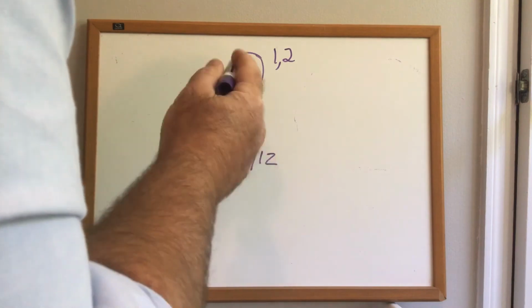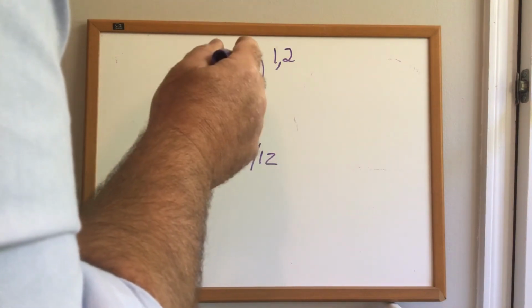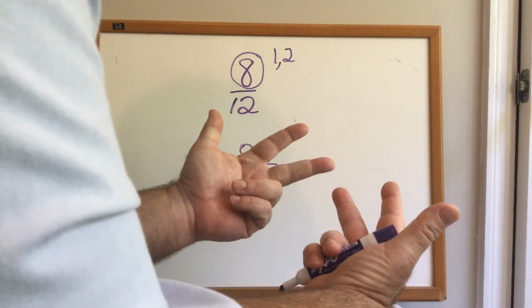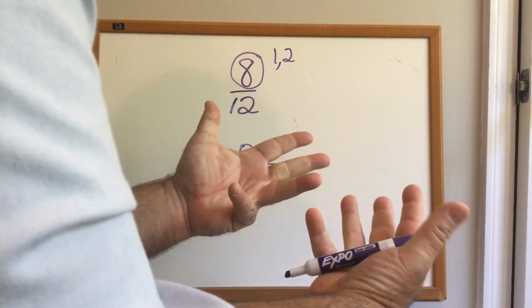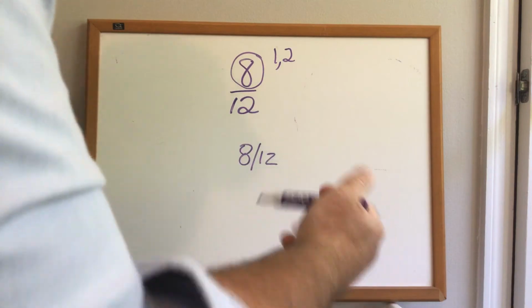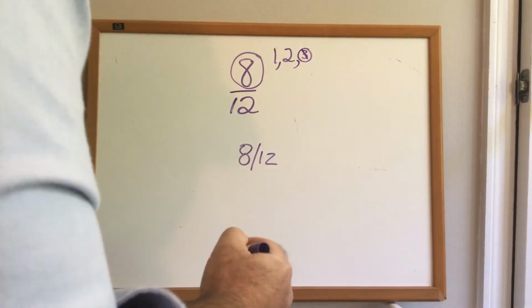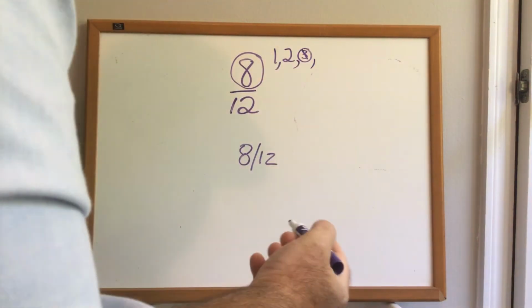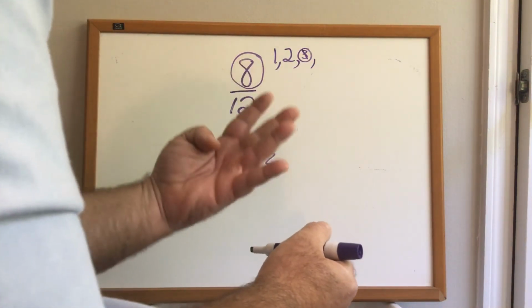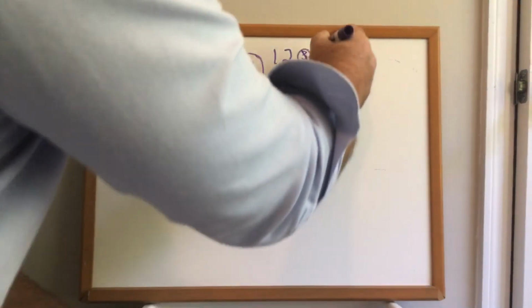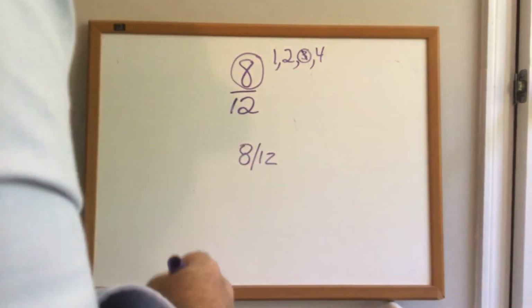Now what about 3? If I put 3 into 8, is that going to come out evenly? So I'll go 3, 3 more is 6, and if I add 3 more, I'm going to get 9. So 3 is not a factor at all. We're not going to use 3. Let's talk about 4. Does 4 fit into 8? 4 and 4, well, by golly, that's 8 right there. So absolutely 4 is one as well.